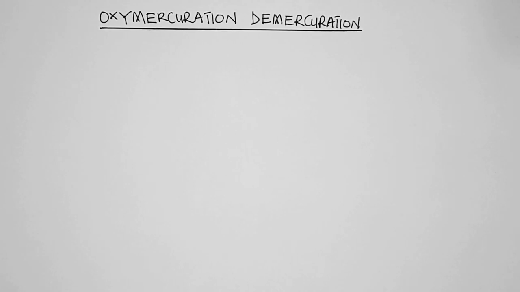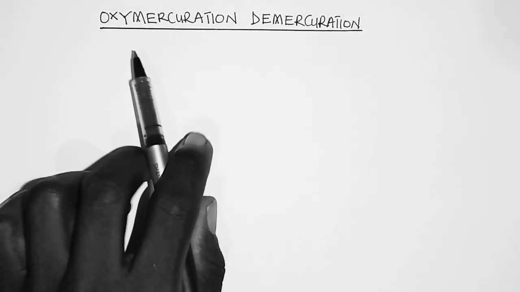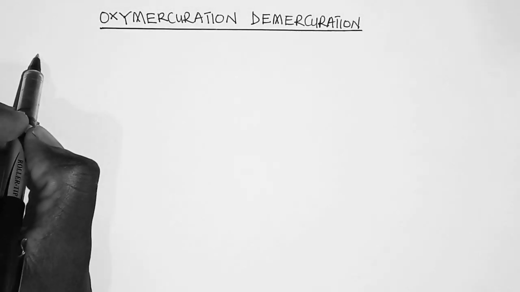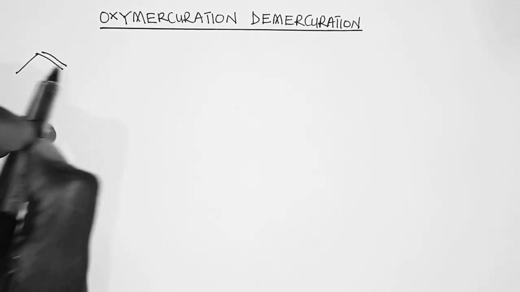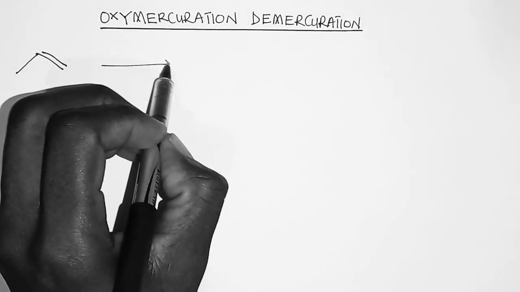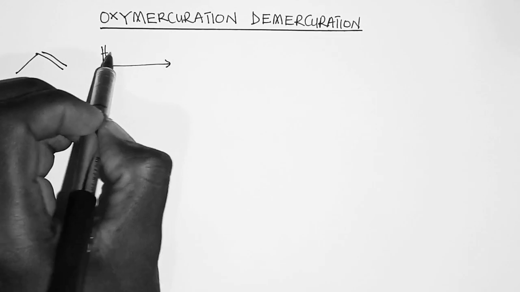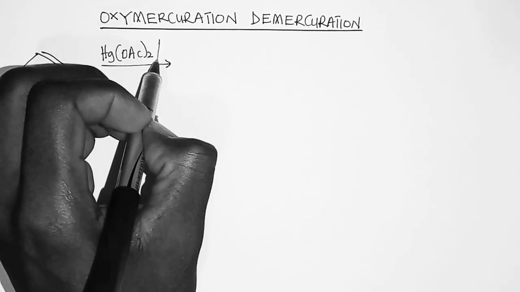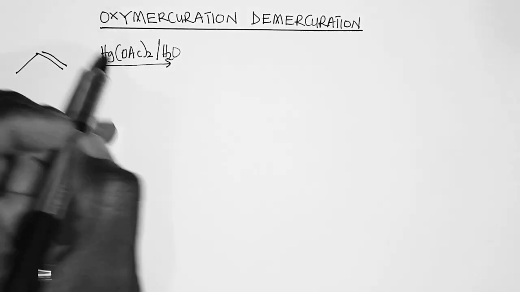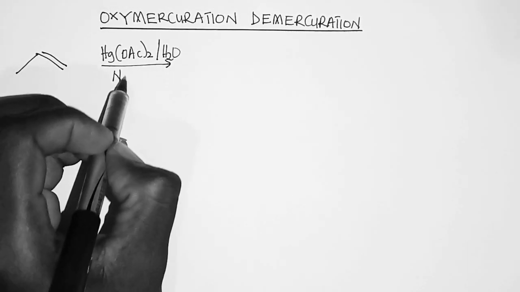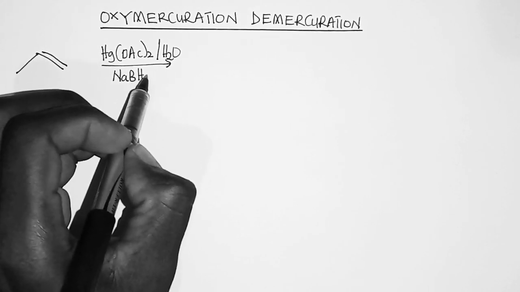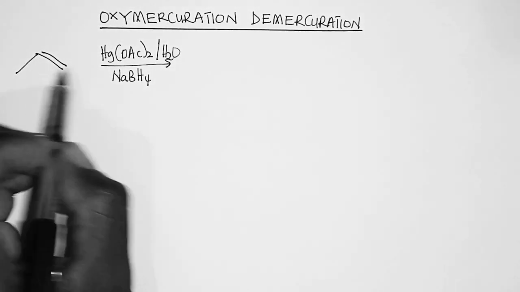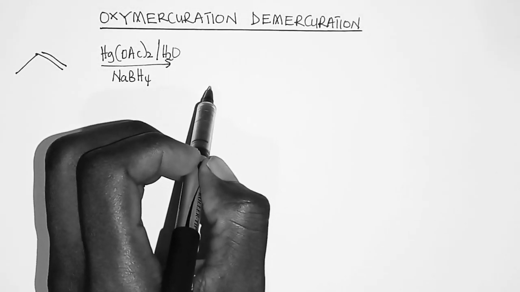In this video, we are going to talk about oxymercuration demercuration. For example, let's assume that we have propene and then we add mercuric acetate in the presence of water, and then we make a reduction using sodium borohydride. What are we going to form?